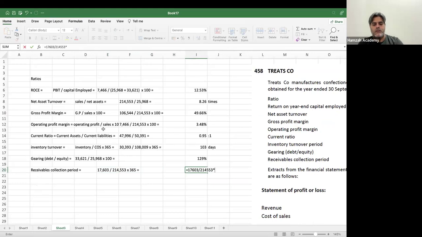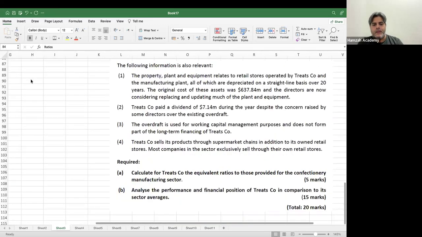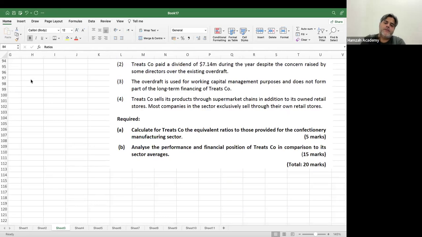214553 into 365. So that's going to be 30 days over here, right? Okay, so these are the points that we had to calculate as far as the ratios are concerned. And now the second part is to analyze the performance and the financial position of the treats company in comparison to its sector averages.